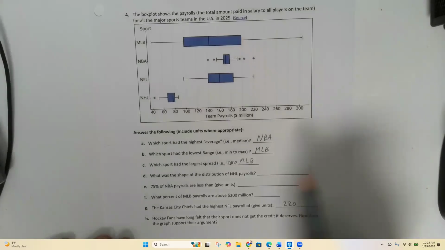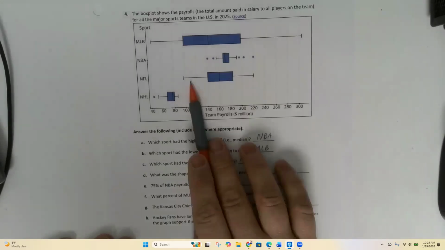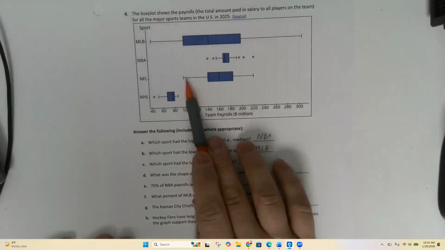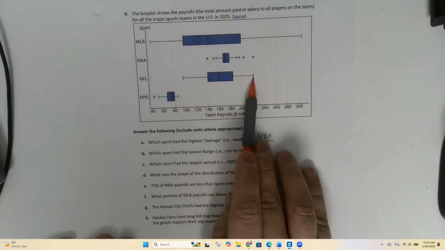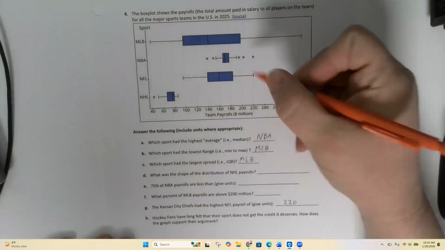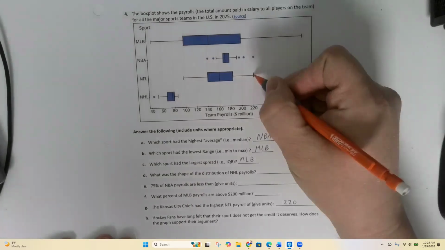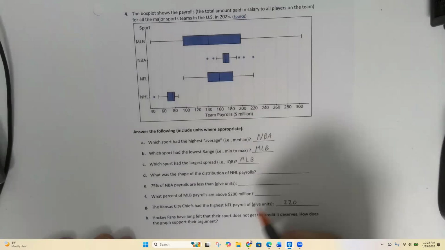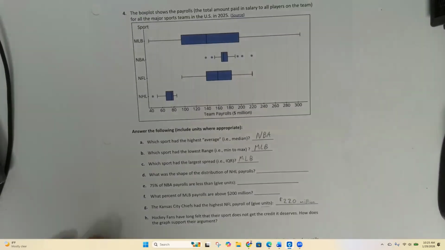220. So NFL's here, and the five numbers in the five number summary are the minimum, quartile 1, the median, quartile 3, and the maximum. They said that the Kansas City Chiefs had the maximum, so here's the maximum right here. This line represents the highest paid NFL team, and it's right on the 220 line. So don't forget to include units, so $220 million. Okay. Good. Let's pause the recording and we'll go back and fill in the rest of our answers.